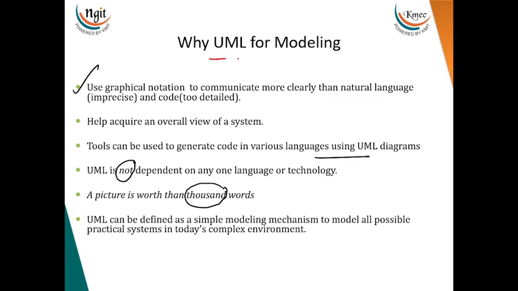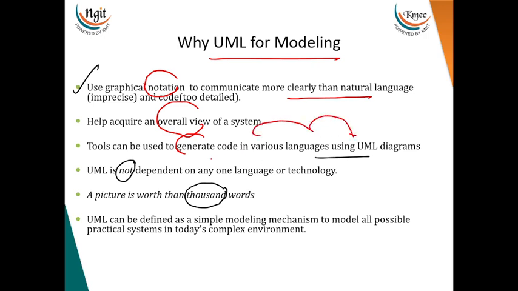Why is UML important? It uses graphical notation, which is very important to communicate with more clarity than natural language. It helps to acquire an overall view of the system. Tools can generate code for various languages with the help of UML. UML is not dependent on any language or technology. A picture speaks a thousand words, which is a very important part. UML can be defined as a simple modeling mechanism to model all possible practical diagrams.